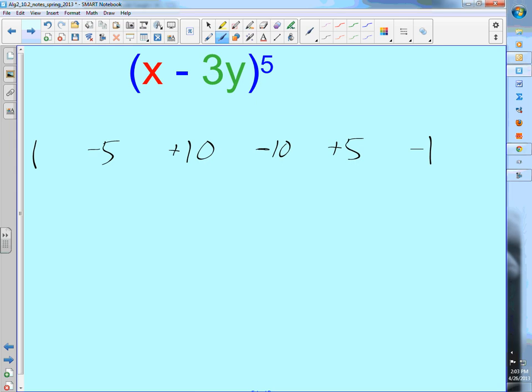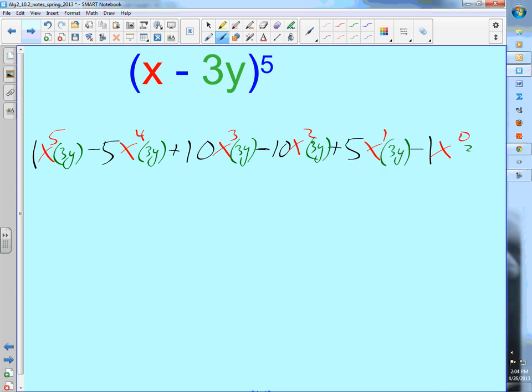So then everybody gets an x, and we start with a power of 5, 4, 3, 2, 1, 0. The next thing everybody gets is a 3y. Put the 3y in parentheses, so you don't forget that the 3 is part of this deal. And then power of 5, 4, 3, 2, 1, 0. Plus.